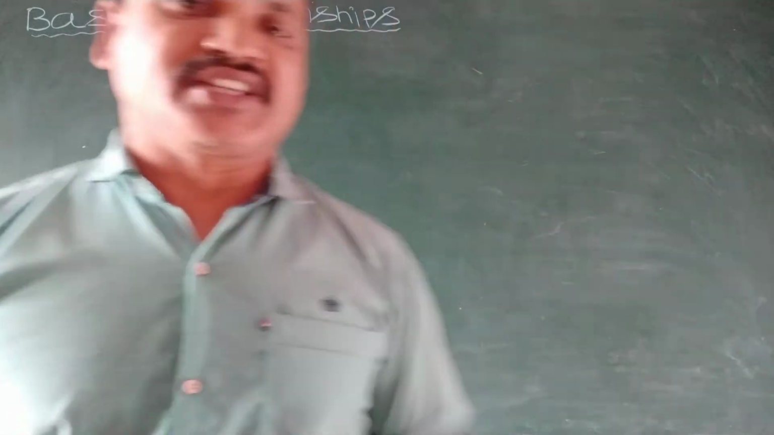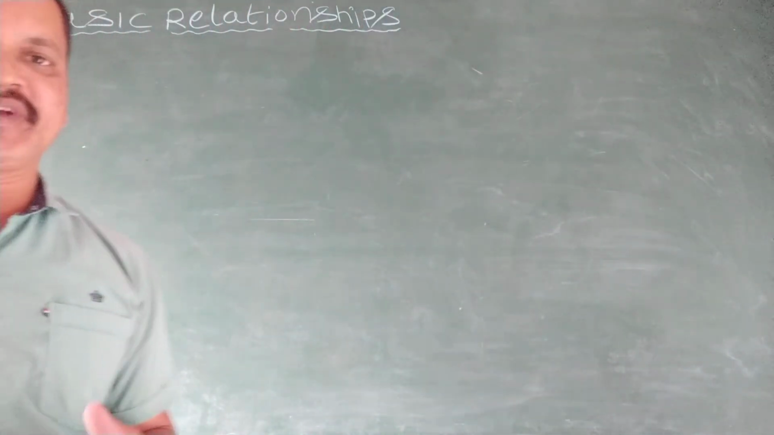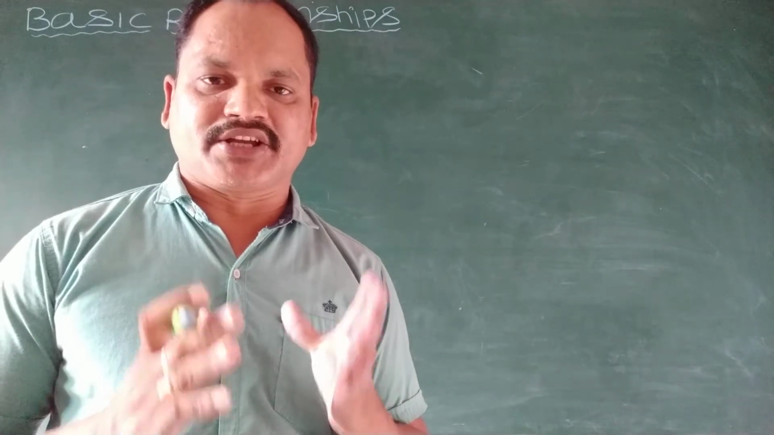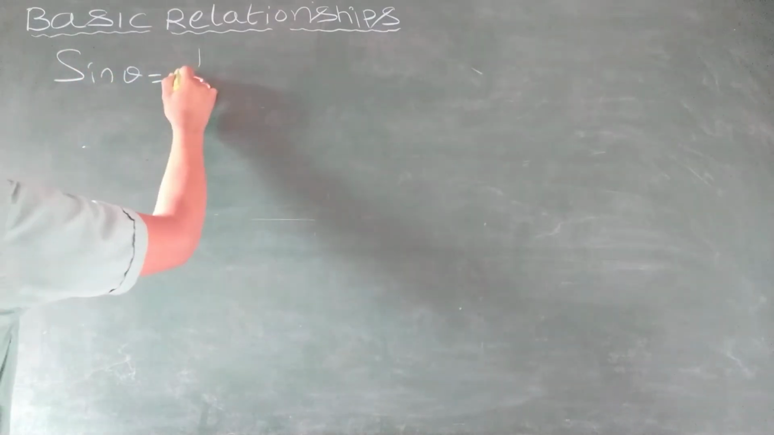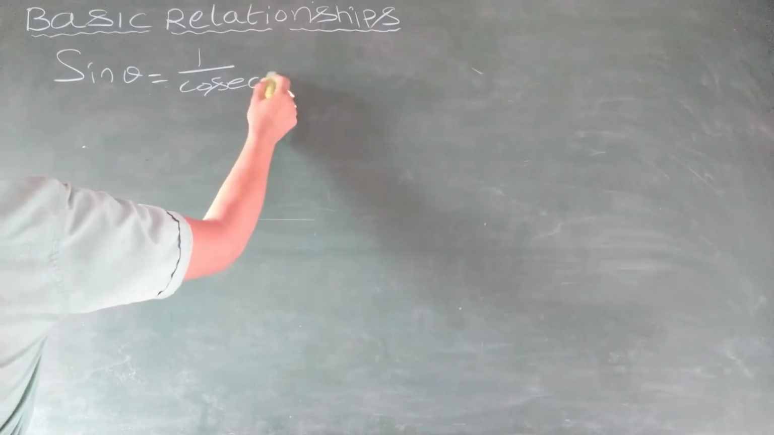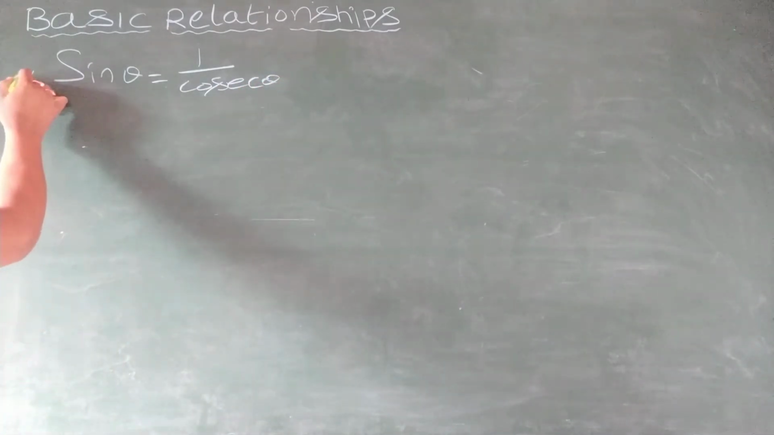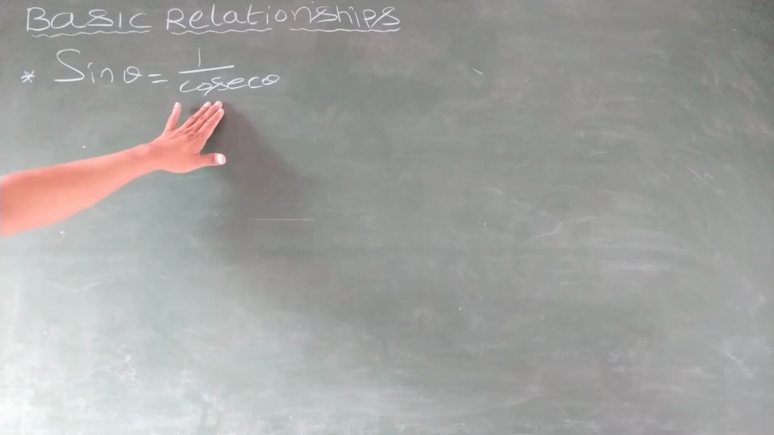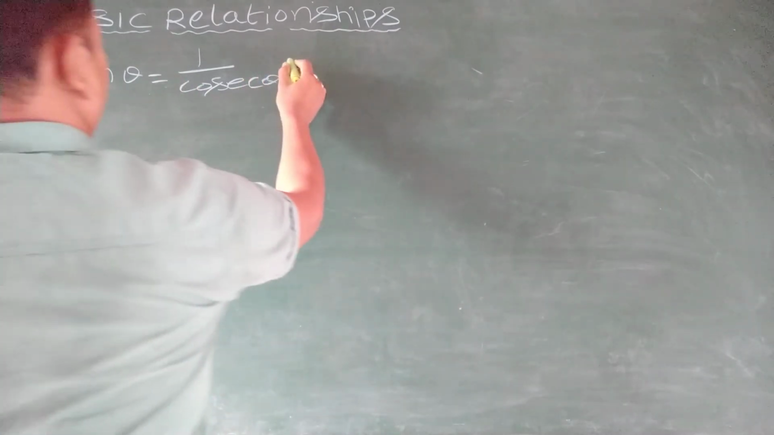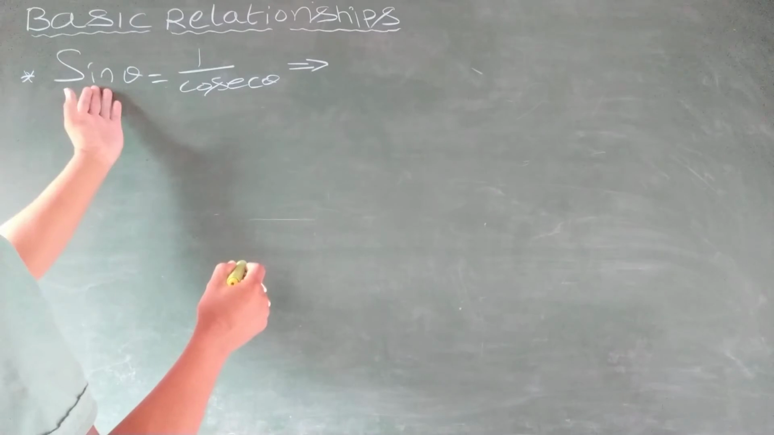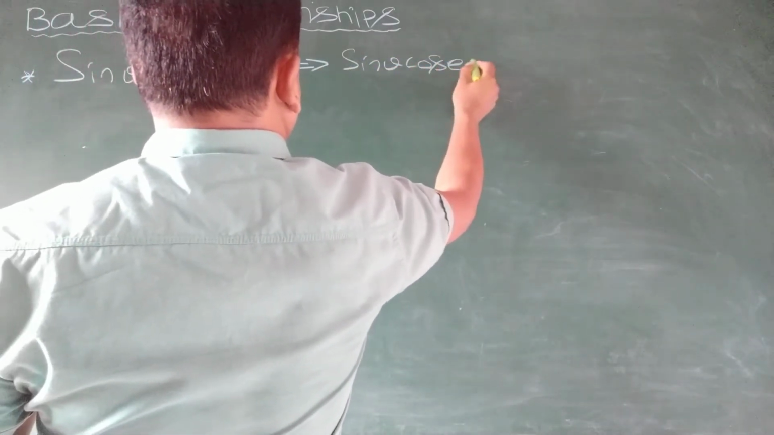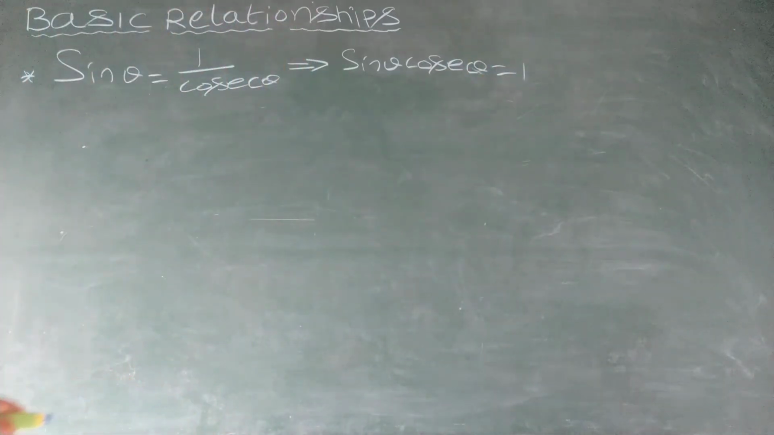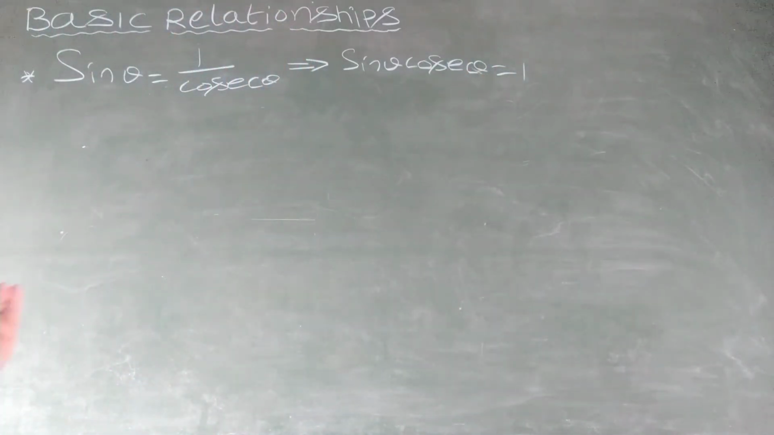Now, the basic relationships of trigonometric ratios, that means quotients and reciprocals. We write sine theta is equal to 1 by cosecant theta. These two are reciprocal to each other. From this we multiply, so sine theta into cosecant theta is equal to 1.